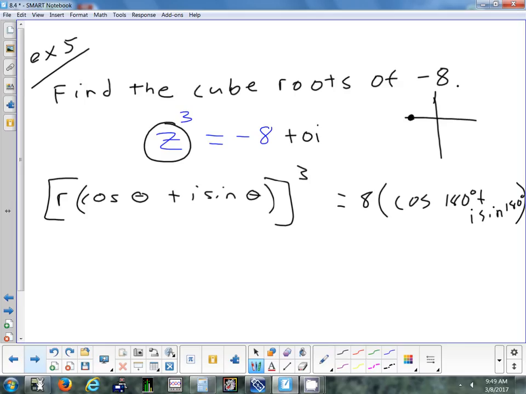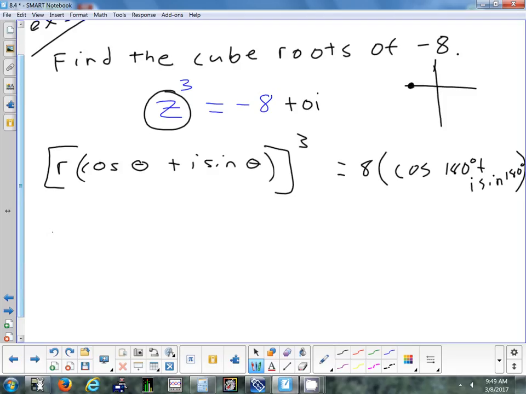Now on the left-hand side, do de Moivre's theorem. What happens to the r? Raised to the third. What happens to theta? It gets multiplied by 3. And then you can copy down the right-hand side. We're not going to need it right now, but we will in the next step.